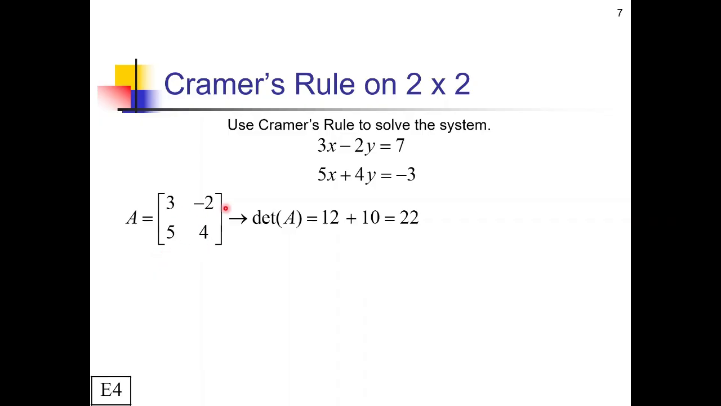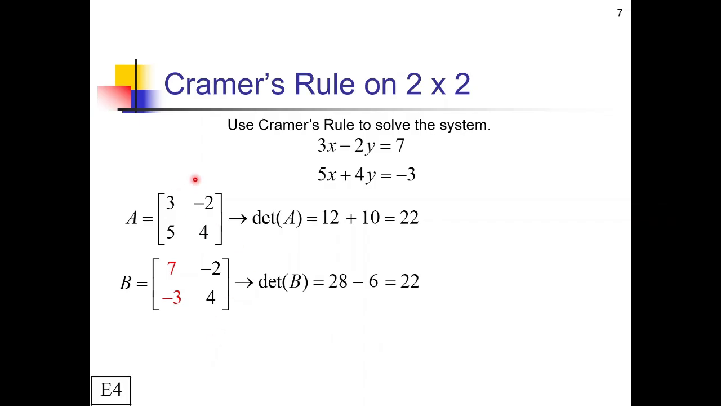That's going to be the A matrix, but I'm going to replace the X coefficients with the constants here, 7 and -3. So we'll put those in there instead of the 3 and the 5. And now the determinant of this one, going top down, that's going to be 28. And now we're going to be doing minus -3 times -2. So that's 3 minuses. So overall minus 6 comes out to 22. Well, that's curious.